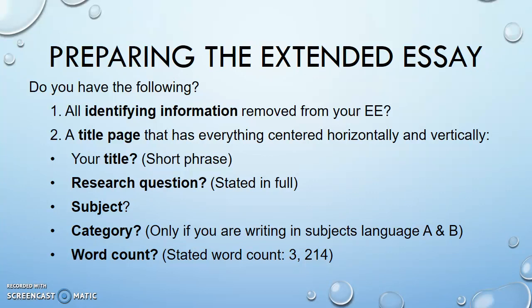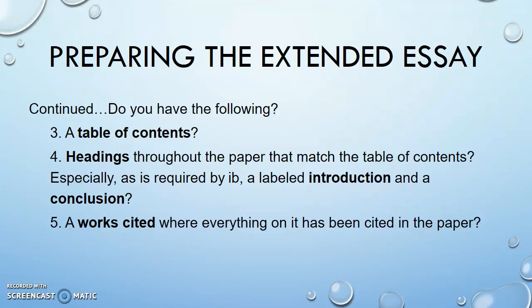If you're doing a language A or language B, you need to have a category. And that is category 1, 2, or 3. Talk to your supervisors if you're confused about that. And then you should also have word count on that page. Okay? Now, next thing after the title page, you should have a table of contents.